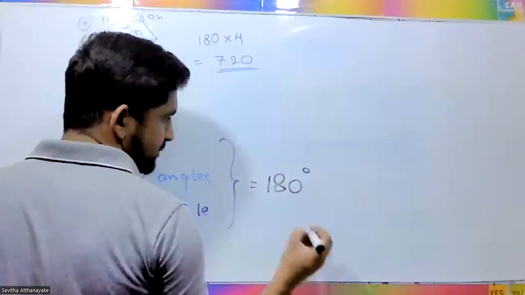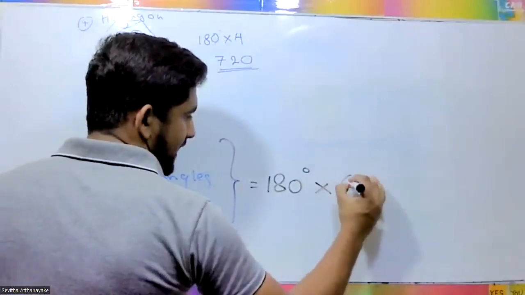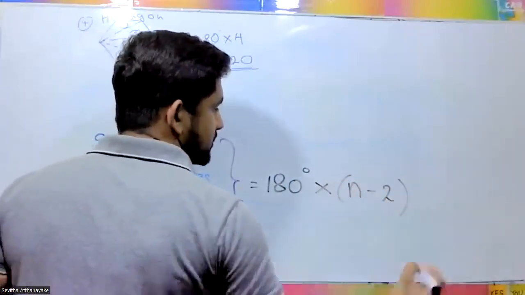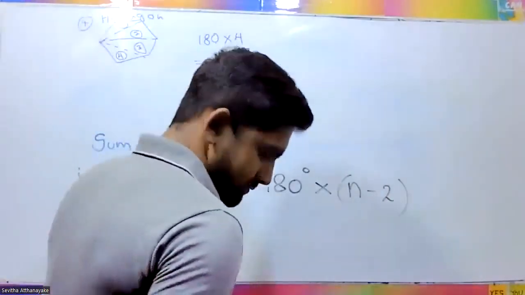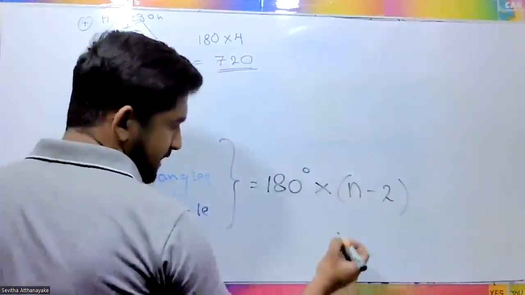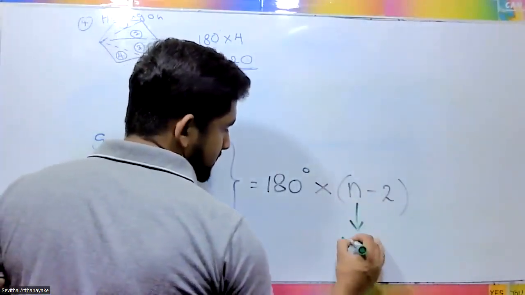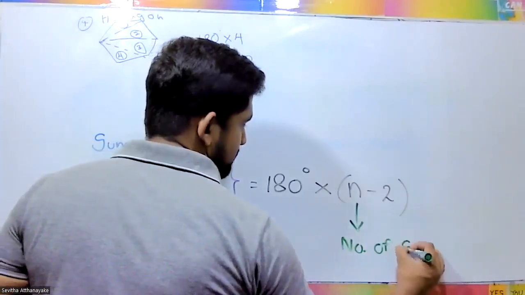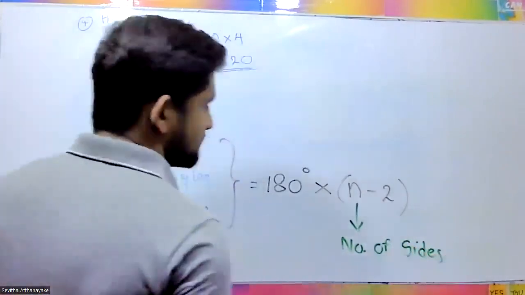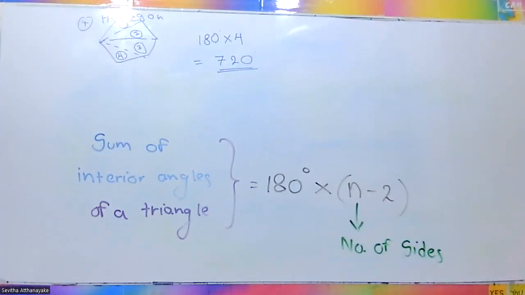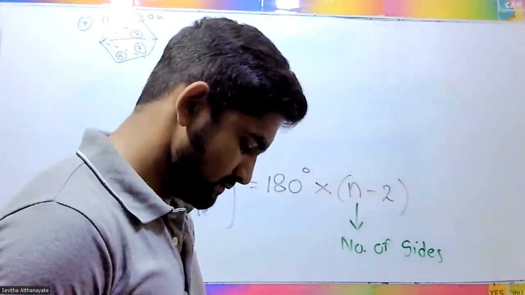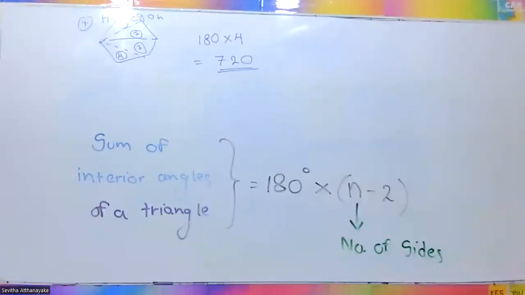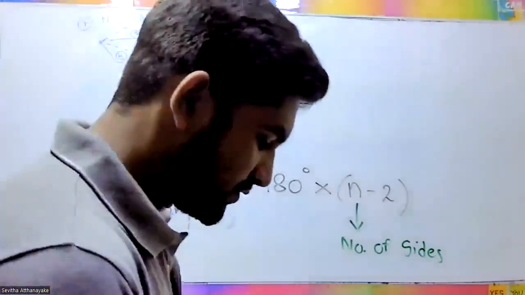180 into n minus 2. N will be the number of sides. Write down this. 180 into n minus 2. Next, we'll do some examples regarding this.